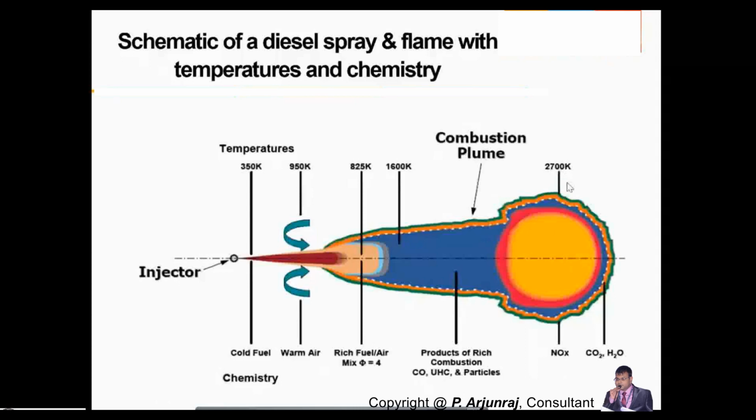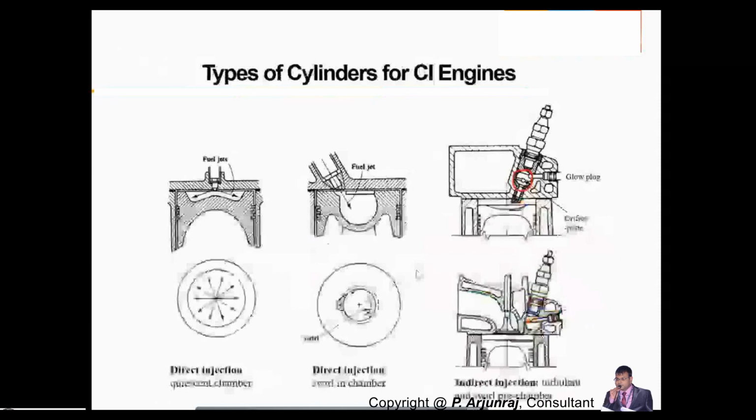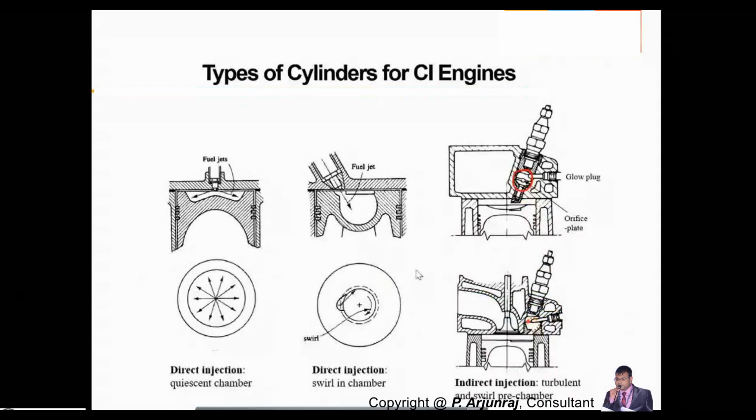Here the temperature is going to be at the vortex. This is the head I told you about. The temperature is going to be 2007 Kelvin. We have seen these types of cylinders for a CI engine in the previous things also. Just a small recap.